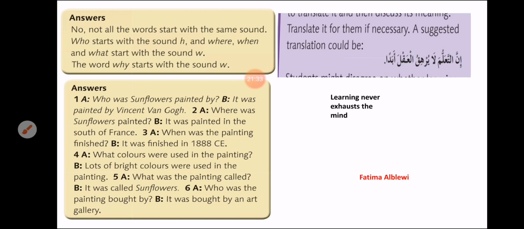Number four, what colors were used in the painting? Lots of bright colors were used in the painting. Number 5, what was the painting called? It was called Sunflowers. And the last question, number 6, who was the painting bought by? It was bought by an art gallery.